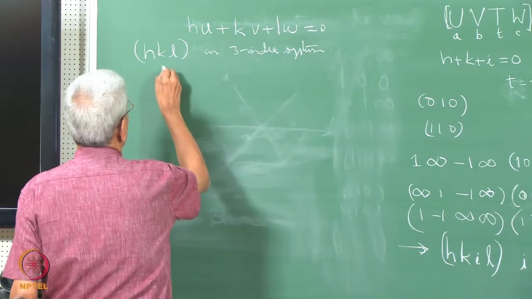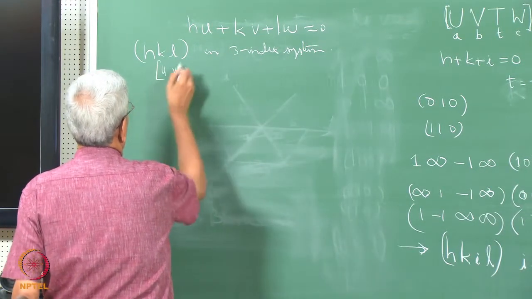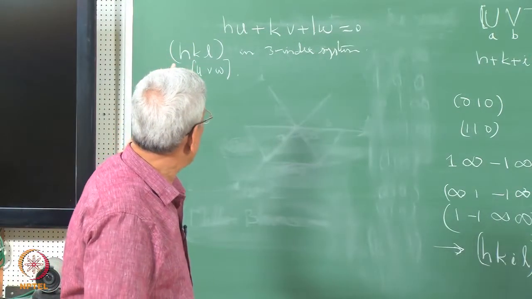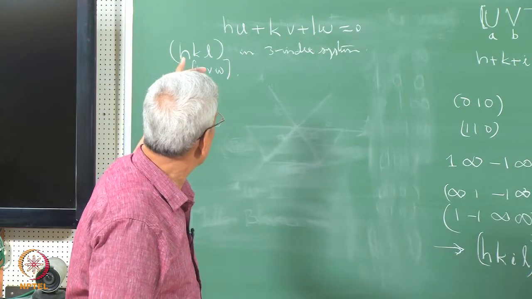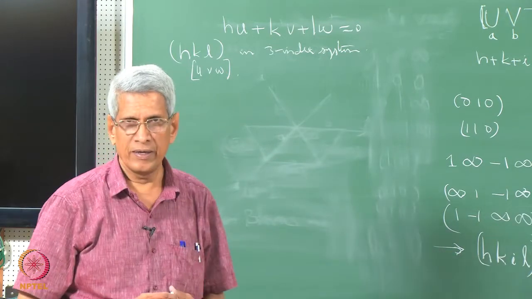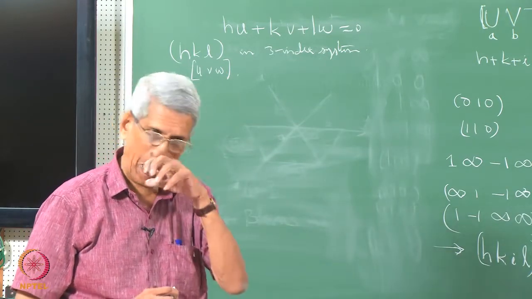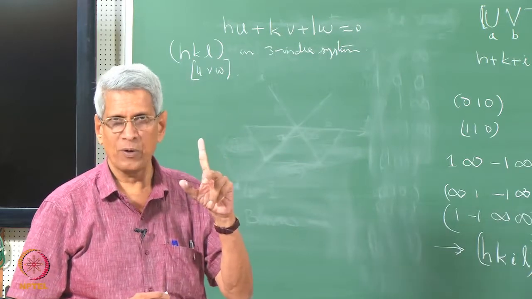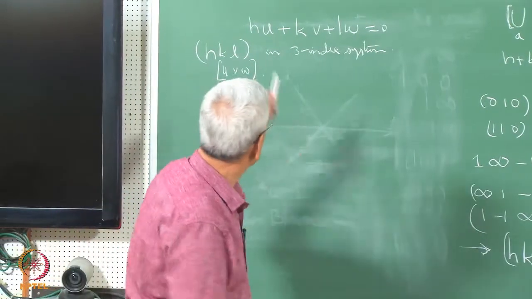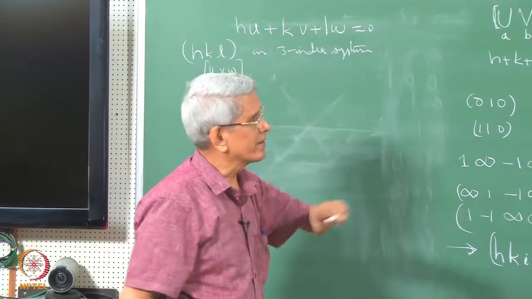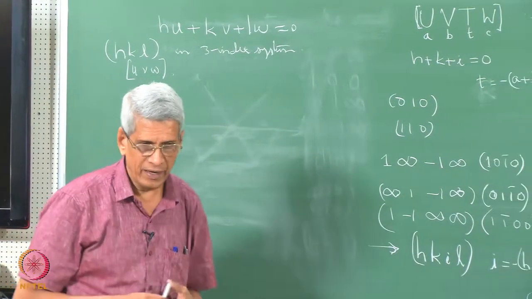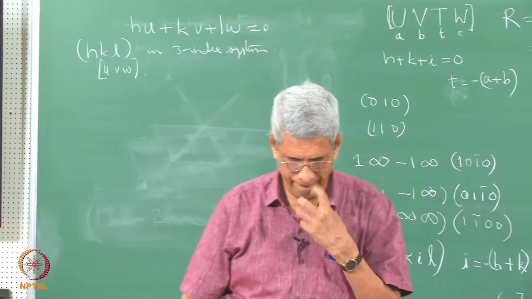And UVW are the corresponding direction, correct? So, essentially what it means is that HKL represents the indices of the planes, okay. So, that means the direction which is perpendicular to that plane, this is normal to it, that is the physical meaning of this. So, if we want to substitute for UVW, what will happen in the 4 index system?